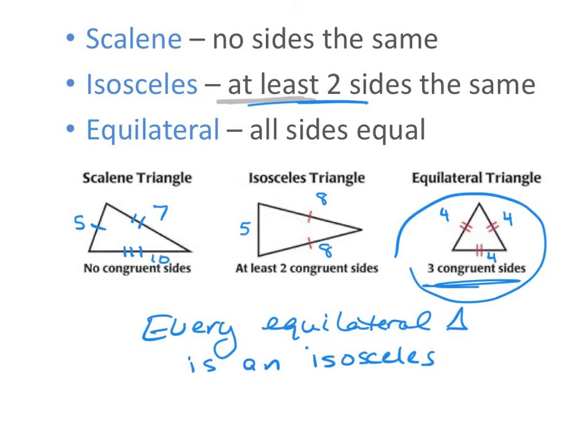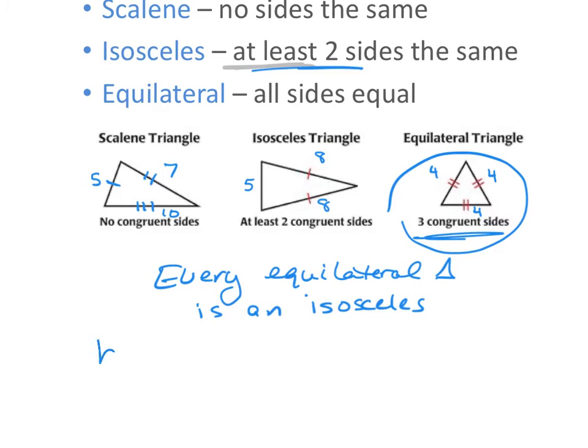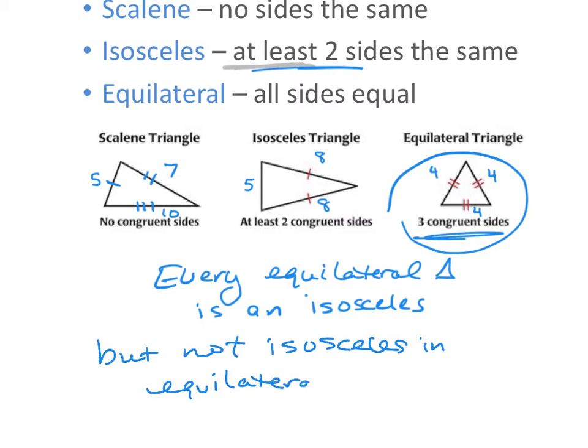However, not every isosceles is equilateral. I don't want equal, I want equilateral. Okay, so not every isosceles is equilateral, but every equilateral is an isosceles triangle. This is where we might tie this into a true-false question or a sometimes, always, or never question.